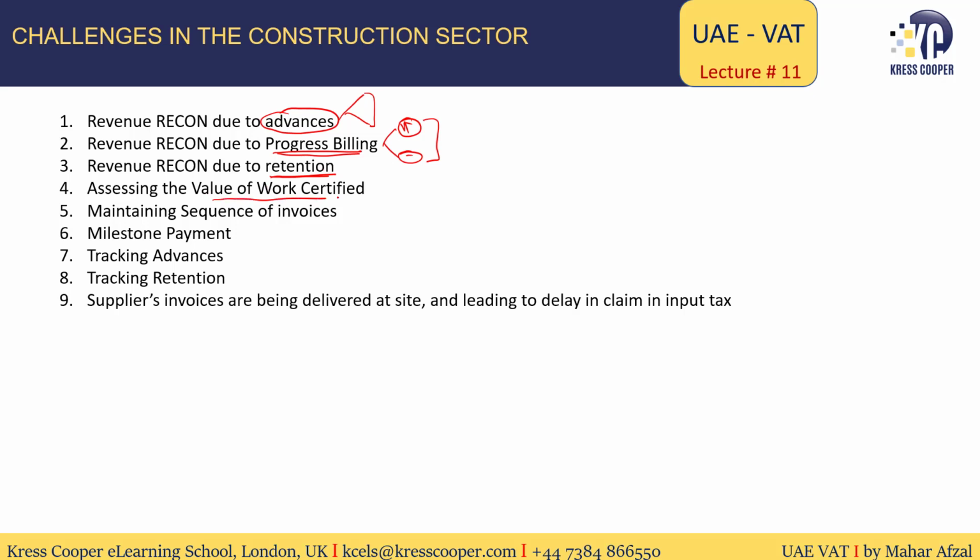Valuation of certification of work is another challenge in the construction industry. It is very difficult to maintain the sequence of invoices, specifically when you are getting advances. This advance is not your accounting revenue but tax revenue. You need to book the revenue in the system as well, so you will be required to maintain the invoice sequence as well. Another challenge for the people sitting in the construction industry.